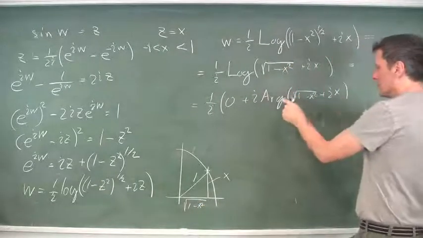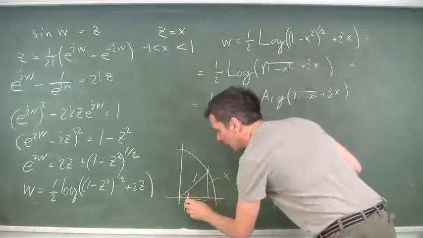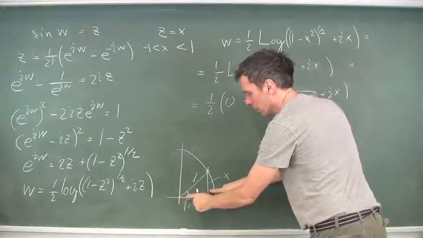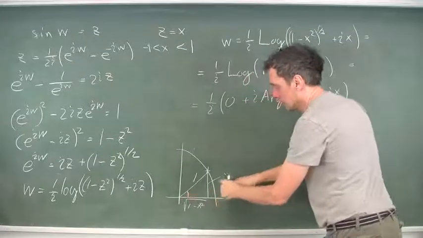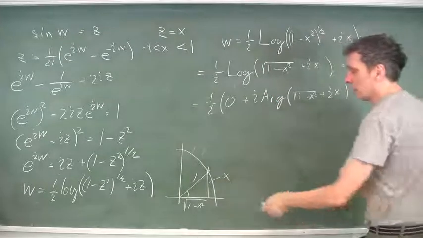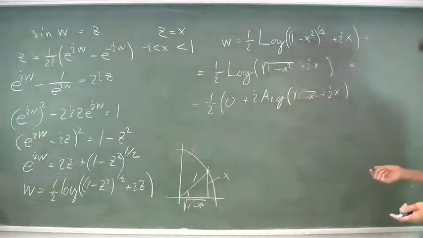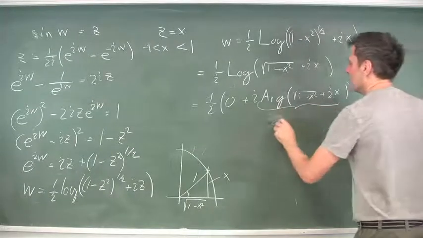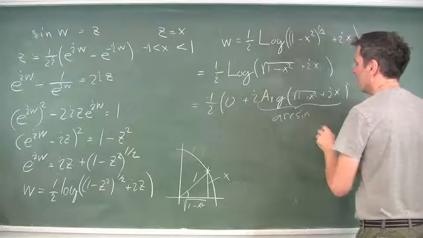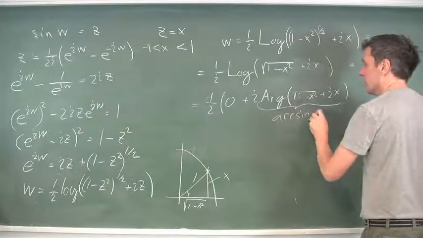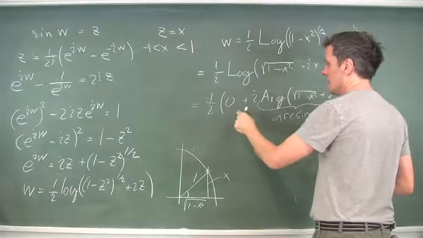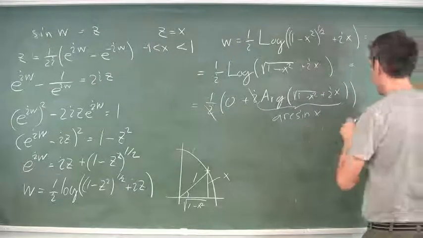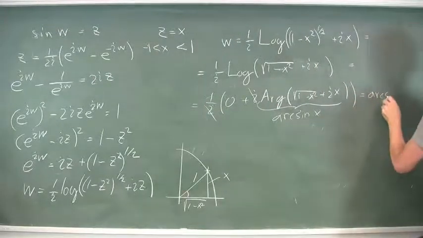And the argument of this number, the principal argument, is just this angle. And what do we know about this angle from trigonometry? Well, if you take the sine of that angle, you get x divided by 1, that is x. So the angle here must simply be the arc sine of x. So this is really the arc sine of x. And then you see that these two i's will cancel out, and we're just left simply with the arc sine of x.